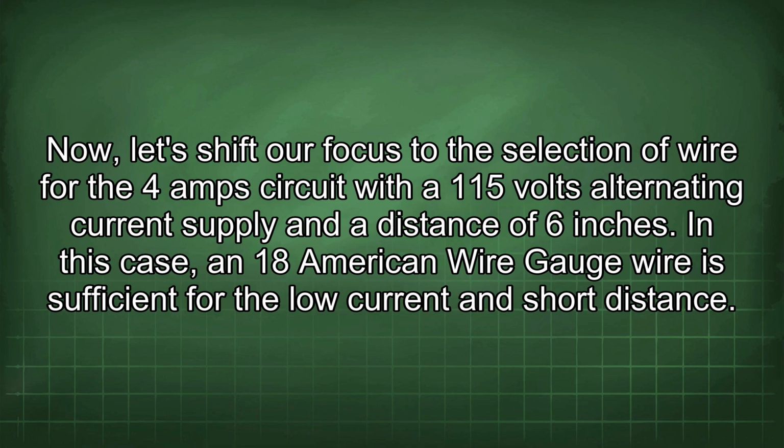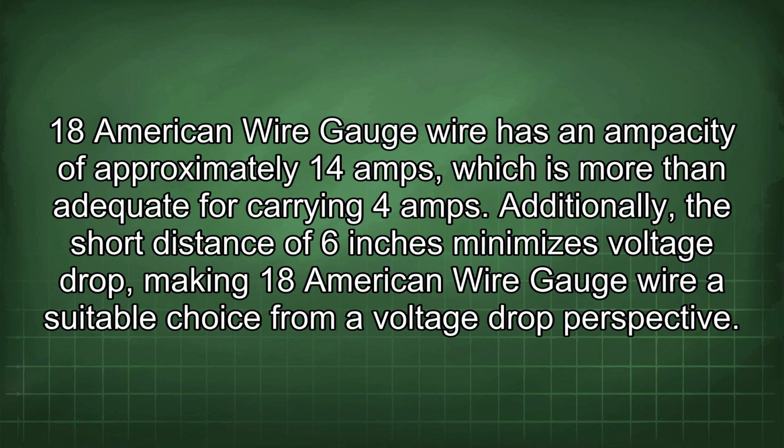In this case, an 18 American wire gauge wire is sufficient for the low current and short distance. 18 American wire gauge wire has an ampacity of approximately 14 amps, which is more than adequate for carrying 4 amps. Additionally, the short distance of 6 inches minimizes voltage drop, making 18 American wire gauge wire a suitable choice from a voltage drop perspective.